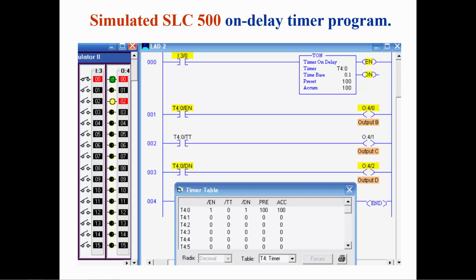When the accumulated value reaches the preset value, the TT is set to 0 and the DN bit is set to a 1 and the accumulated value no longer increments.